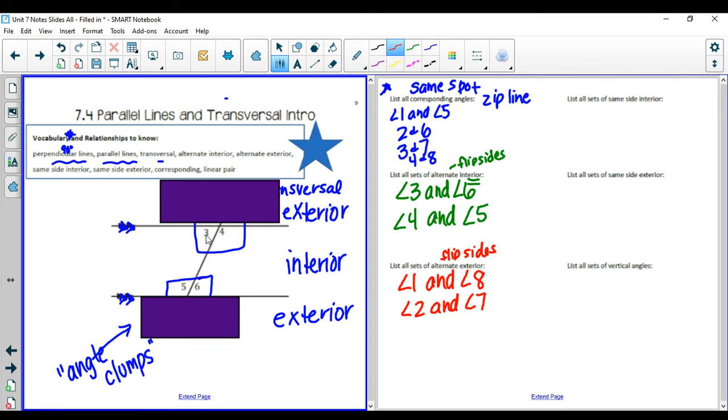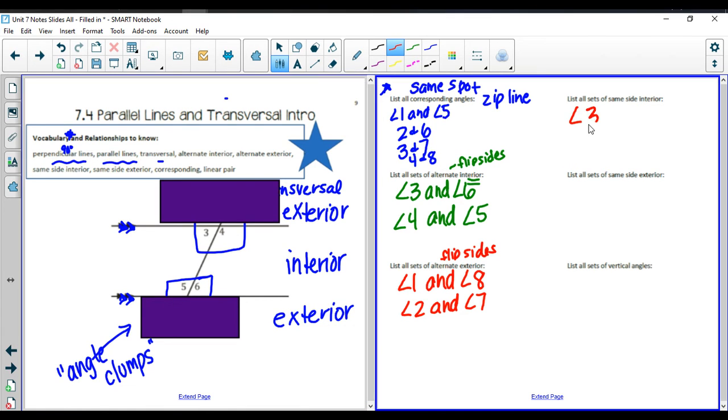So if I'm looking at interiors only, if I start here at 3 and I go down to the other clump, but I stay on that side of the transversal, I'm going to be at angle 5. So angle 3 and angle 5 are called same side interior angles. Also, I have angle 4 and angle 6.